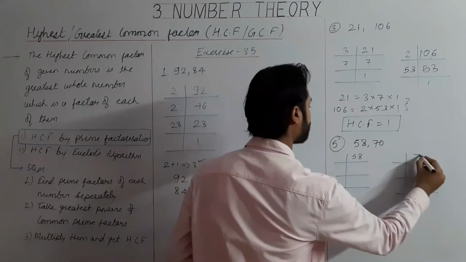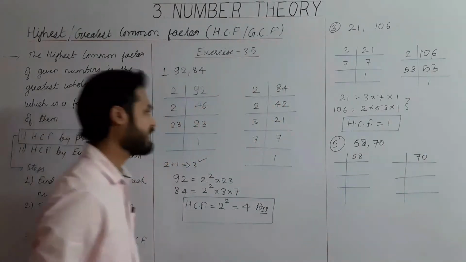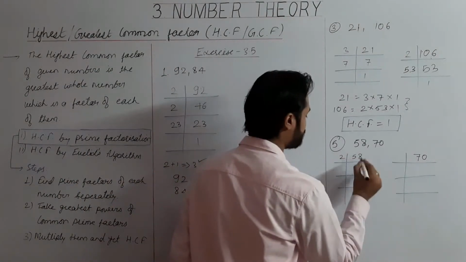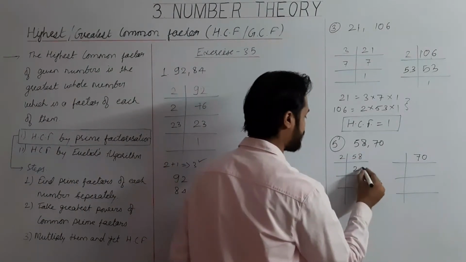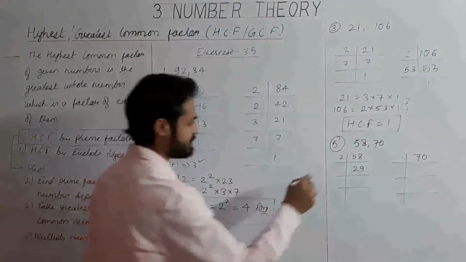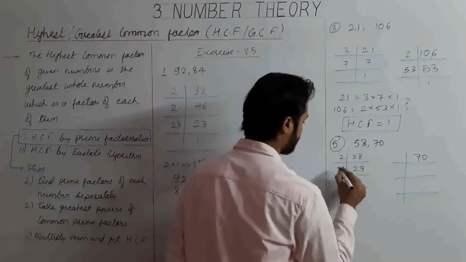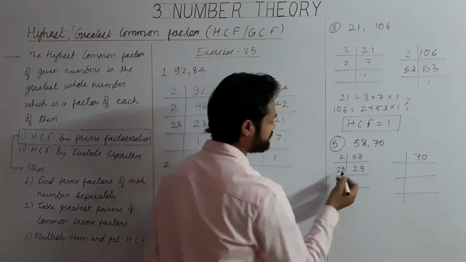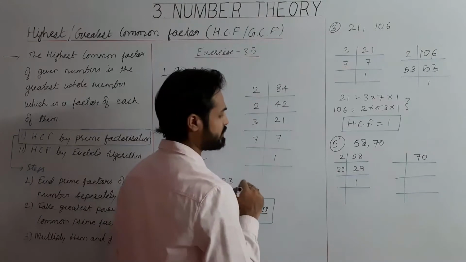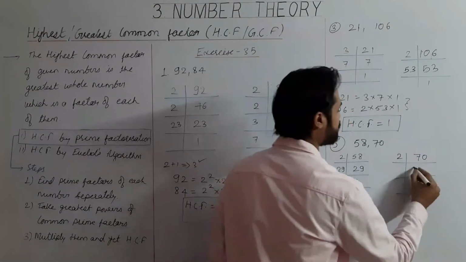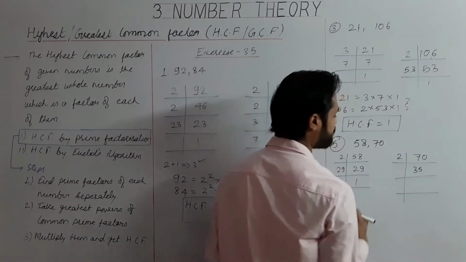Now 58 is an even number, so we will divide 58 by 2. We will get 58 by 2 is 29, and 29 is a prime number. It means 29 itself is a factor, and after 2 the next factor is 29. Okay, 70 is an even number. Dividing 70 by 2 we will get 35.